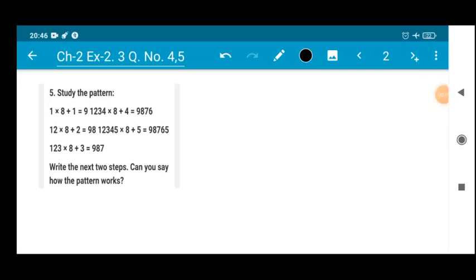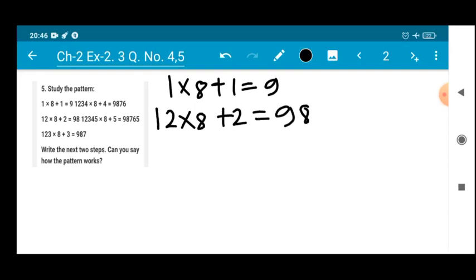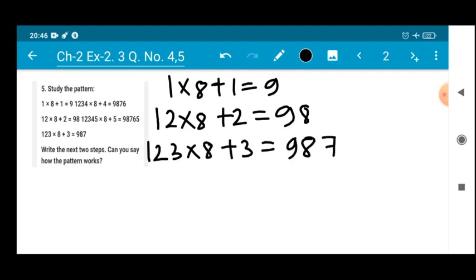Study the pattern. So this is the pattern given here: 1 2 3 4 5. There are a total of 5 patterns given to you in the book. You can see in question number 5. Just see, the first pattern is 1 into 8 plus 1 is equal to 9, right? So I want to write this pattern so that you will understand it. The next pattern we have is 12 into 8 plus 2 is equal to 98, isn't it? The next pattern is 123 into 8 plus 3 is equal to 987.